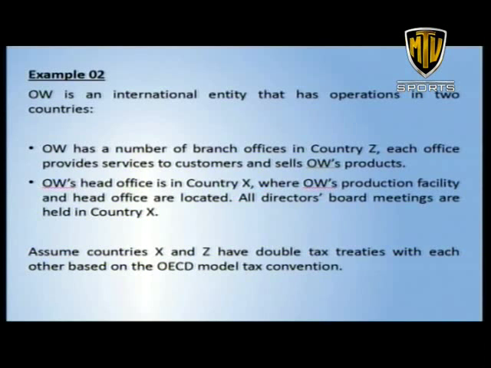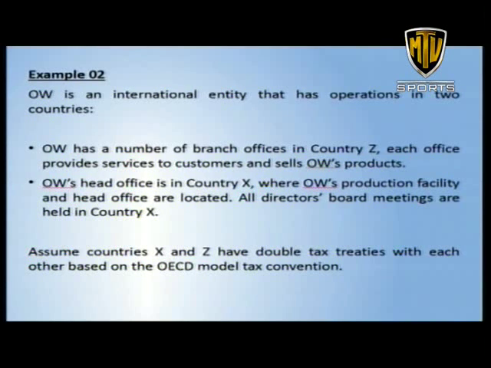As you can see, OW is an international entity that has operations in two countries. OW has a number of branch offices in country Z. Each office provides services to customers and sells OW's products. OW's head office is in country X, where OW's production facility and the head office are located. All board meetings are held in country X. Assume country X and country Z have a double taxation treaty with each other based on the OECD model.